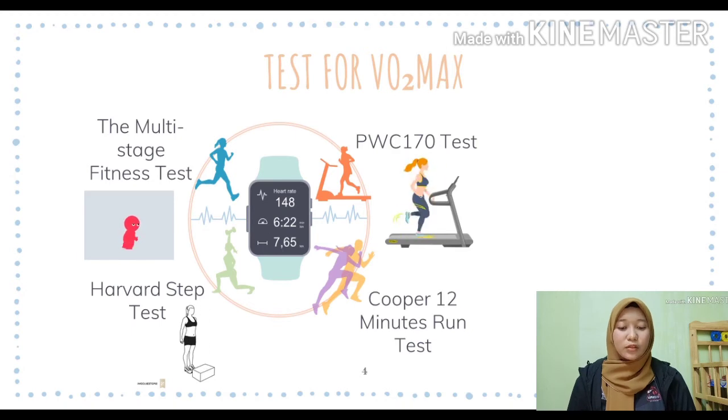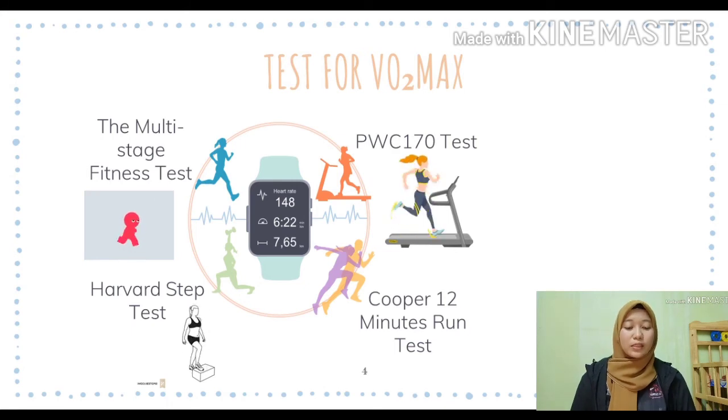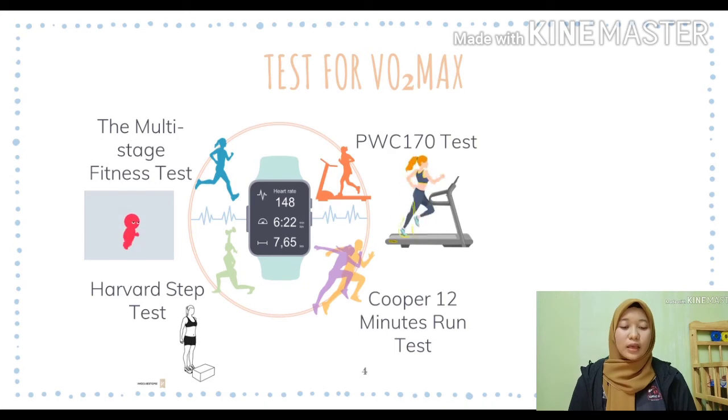Third is the PWC 170 test, known as physical work capacity. It's similar to the PWC 75% test. It estimates the working capacity at a heart rate of 170 beats per minute, while PWC 75% estimates the working capacity at 75% of maximum heart rate. The last test is the Cooper 12-minute run test. It measures the maximum distance covered by the individual during a 12-minute period.